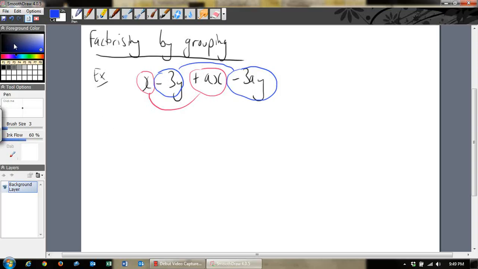And let me just do this, okay? So that is equal to, I'll just rewrite it as x plus ax.